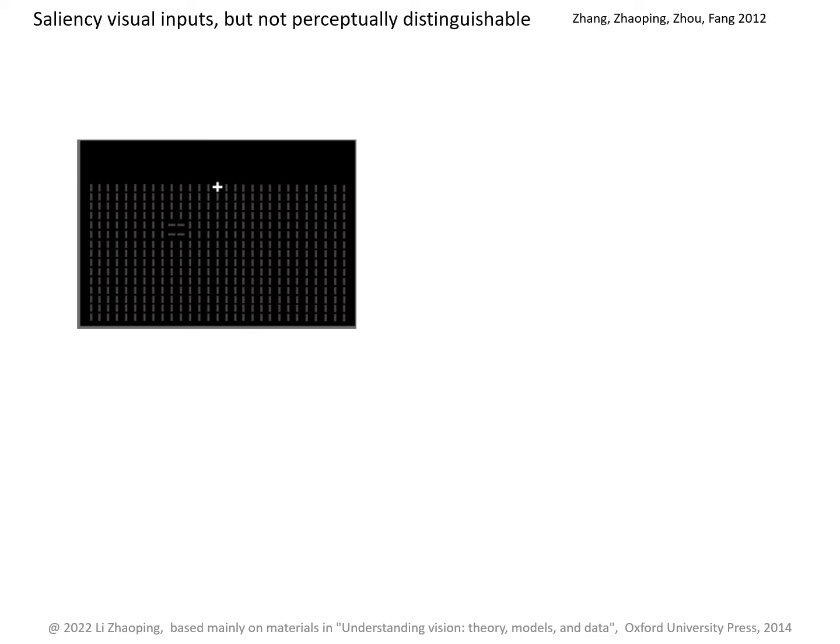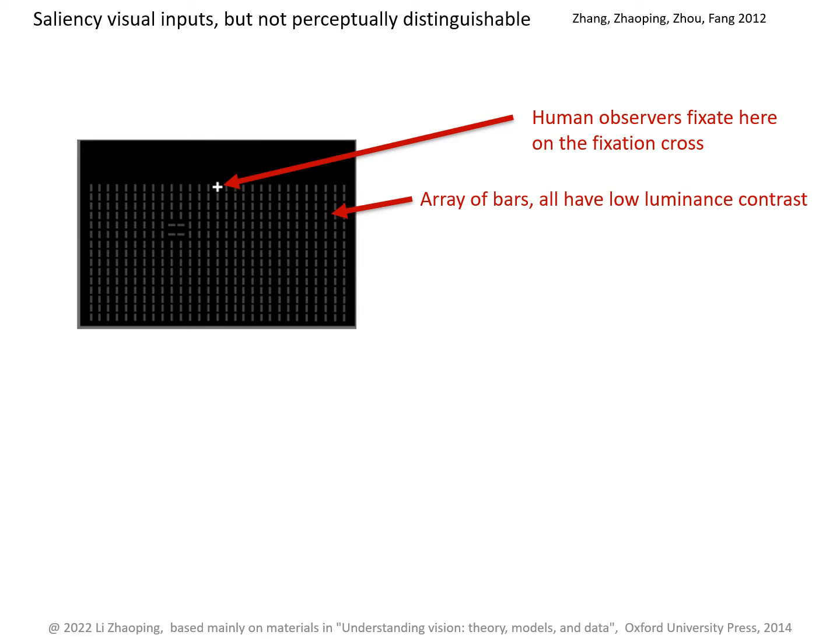First, let's see such a salient but non-distinctive input. This is where human observers fixate their gaze. This is an array of bars. All have low luminance contrast. These 2x2 bars are oriented differently from the uniformly oriented bars in the background. Their location is hopefully salient by having an orientation contrast. In this case, this contrast is 90 degrees.